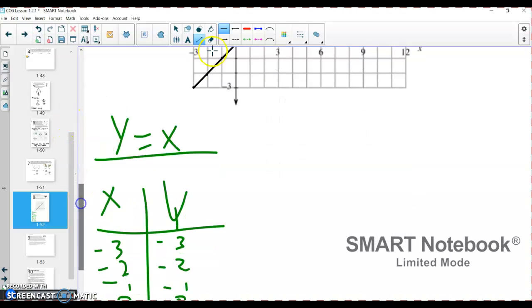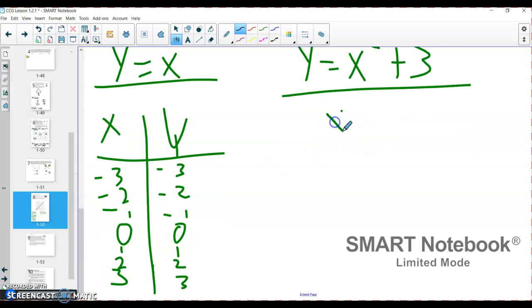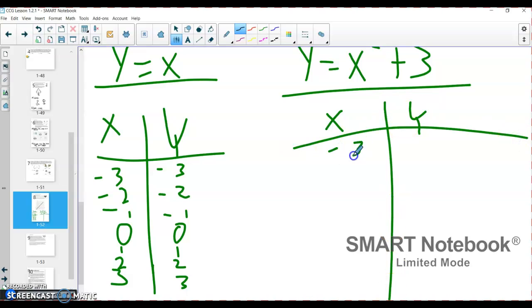Okay, the other one's a little bit not tougher to do, but it's just a little different. So we have y equals x squared plus 3, and we've got to do an xy table, x, y, and so -3, -2, -1, 0, 1, 2, 3.